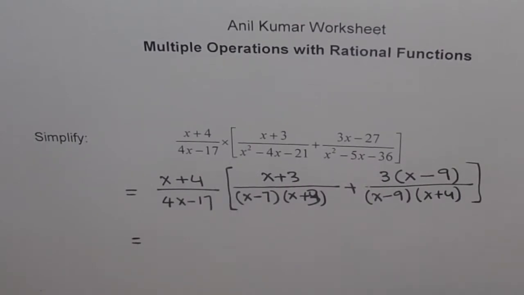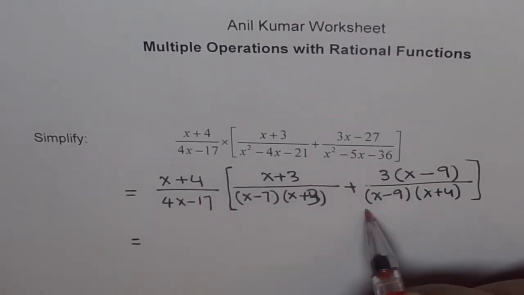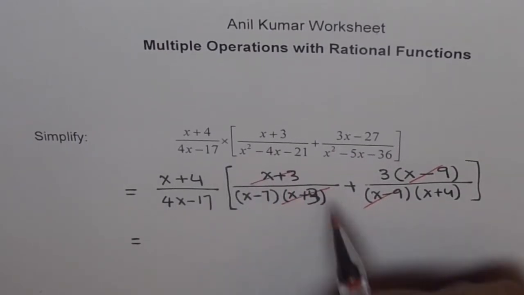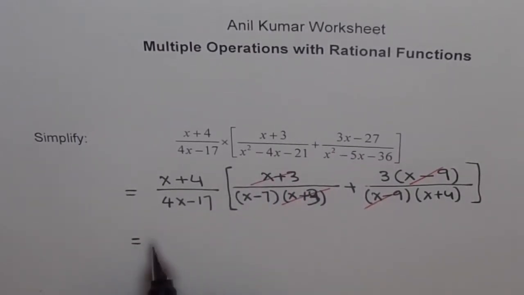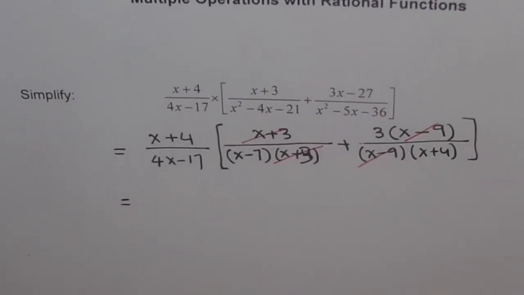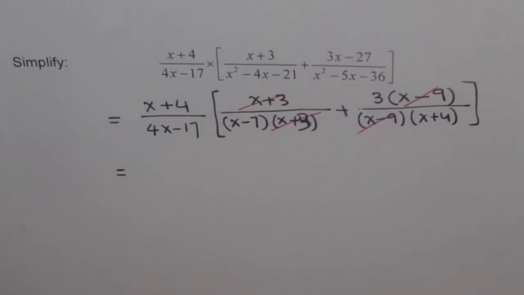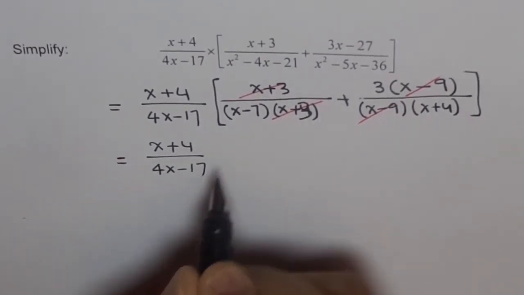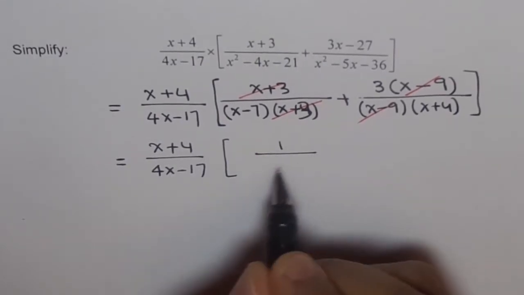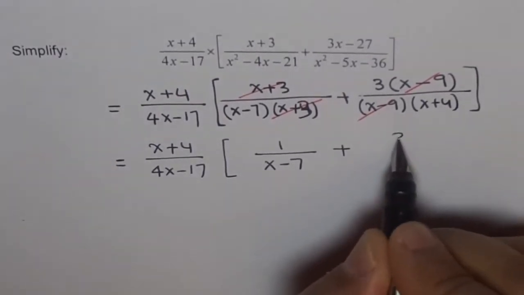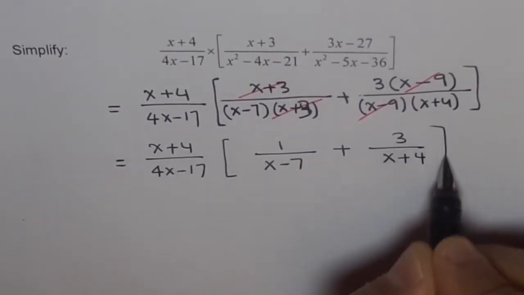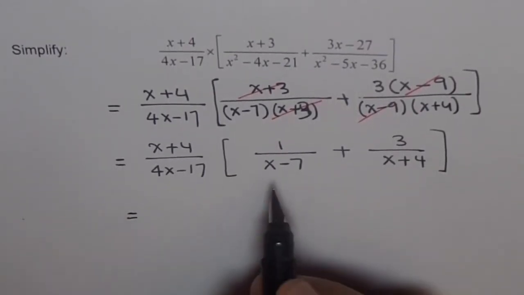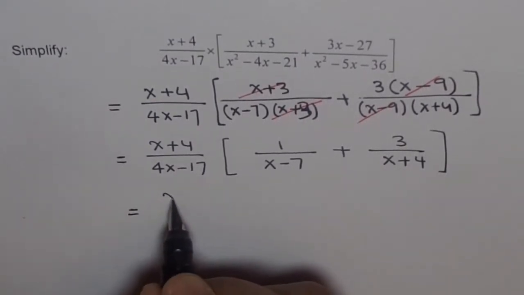This is also a good moment to simplify if we can. Well, x minus 9 is a common factor in the numerator and denominator, and so it can be cancelled. So we'll simplify this expression and then move ahead. We are left with x plus 4 over 4x minus 17, and within the bracket, let me rewrite this after cancelling as x minus 7 plus 3 over x plus 4. Is it okay? Now what to do? Tell me. We have to do this addition. What is the greatest common factor between the two? This times this. We'll do that.